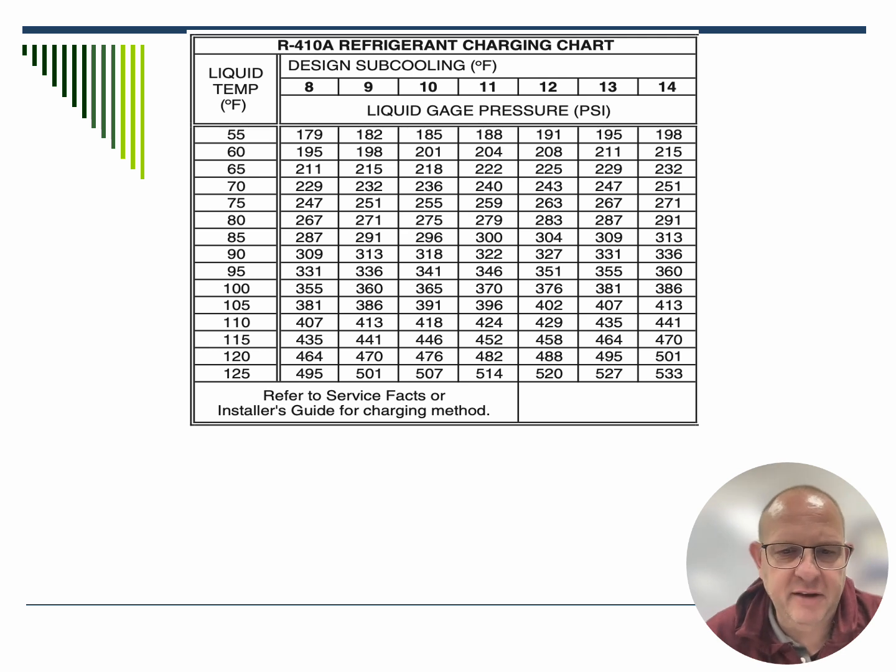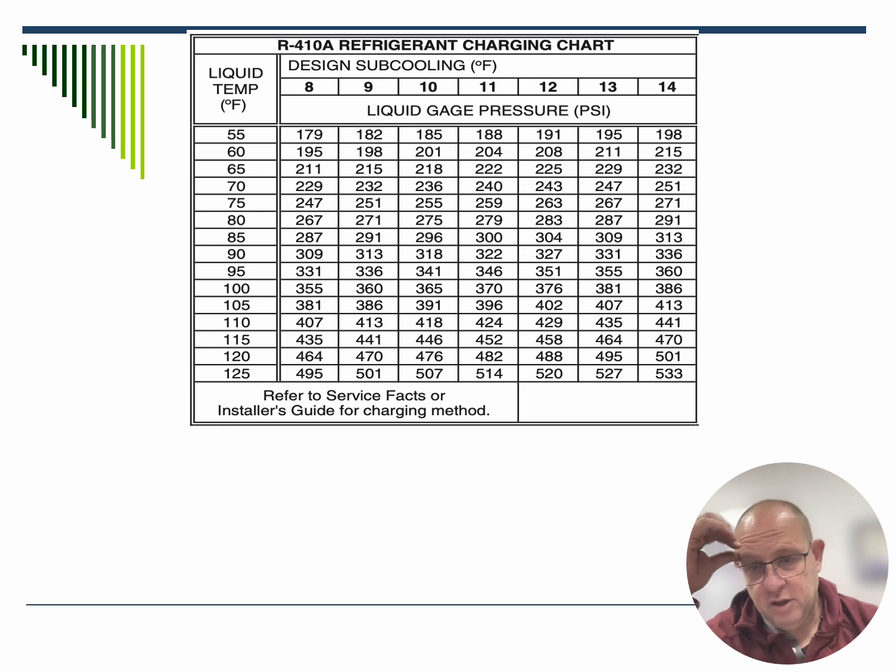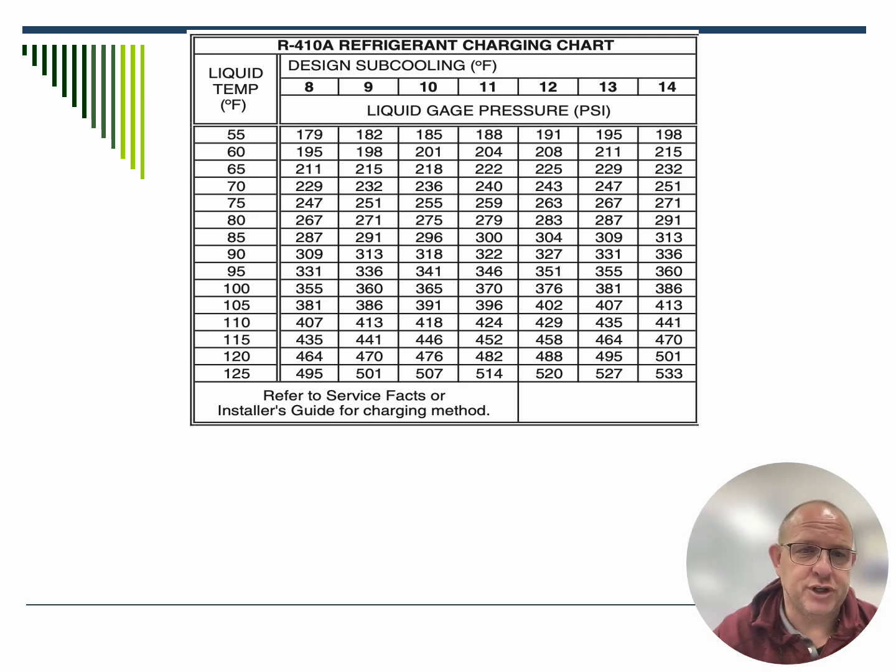Another way that manufacturers help us understand how to charge a system is by giving us the design subcooling of that particular system. It's called a subcooling chart. This chart is from a Trane air conditioner. The first thing we have to find out, you can see the top portion of this line, is what is our design subcooling? Where do you find that number?